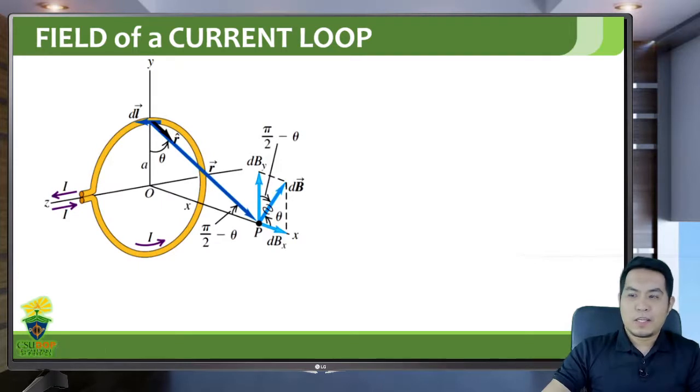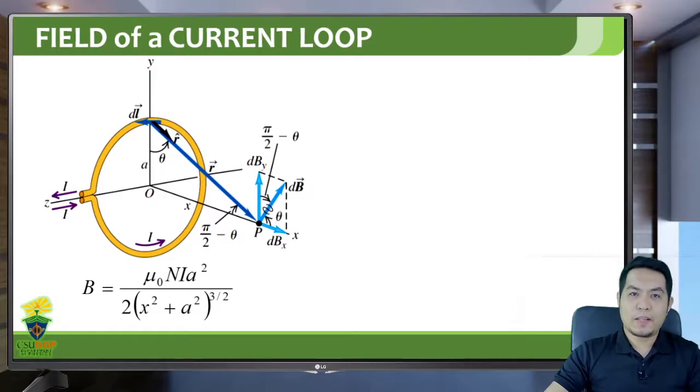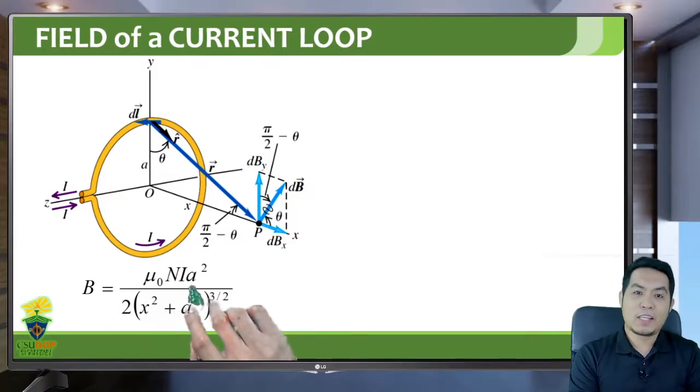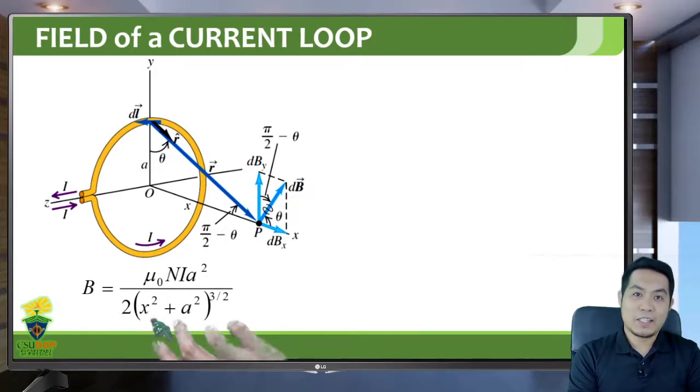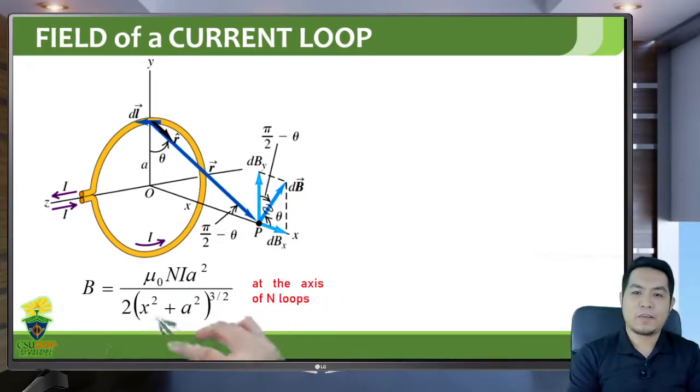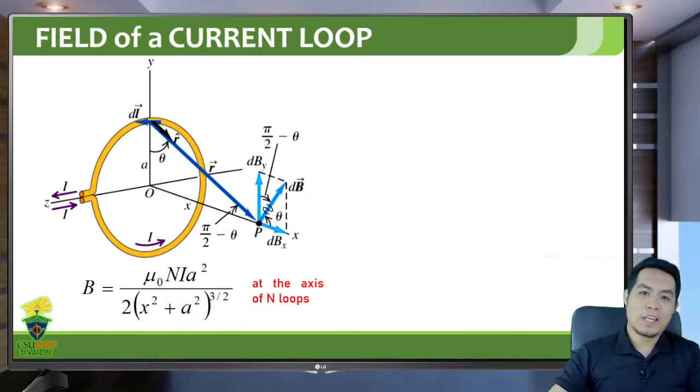So this is a current carrying loop, and if you are trying to find the magnetic field at the axis of the loop, then it's given by this equation. N is the number of loops, I is the current, A is the radius of the loop, and x here is the distance from the center of the loop. So this is the magnetic field at the axis of N loops.